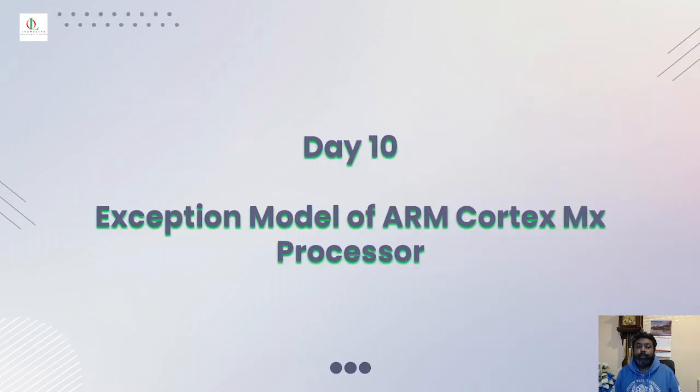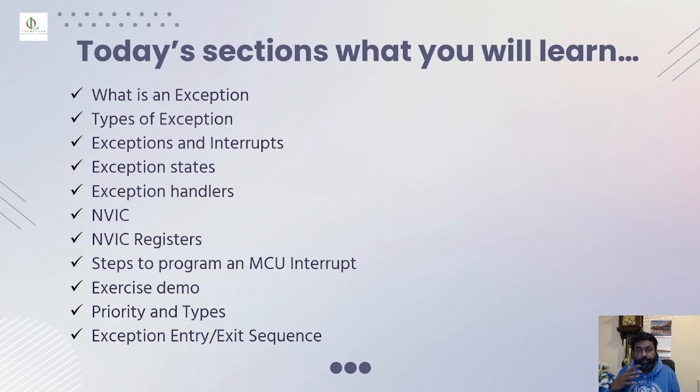Today we're going to learn about the exception model on ARM Cortex-M processors. And these are all the sections you're going to learn about today. First we'll start with what is an exception and where it is used, and the types of exceptions, then the exceptions and the interrupts, what are all the exceptions and interrupts in STM32, and the exception states, and what are all the exception handlers when an exception comes from a function call, what happens to it.